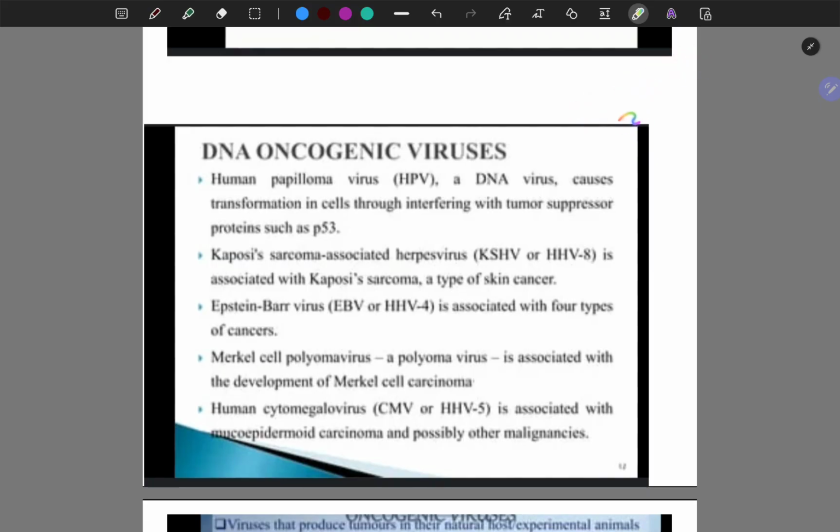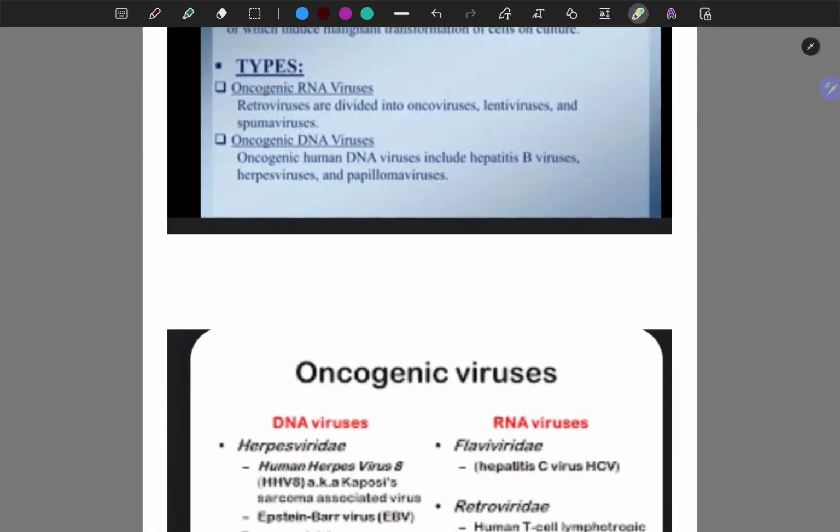Human herpes virus type 5, cytomegalovirus, is causing mucoepidermal carcinoma, and human herpes virus 8, which is your Kaposi sarcoma associated virus, was causing Kaposi sarcoma.